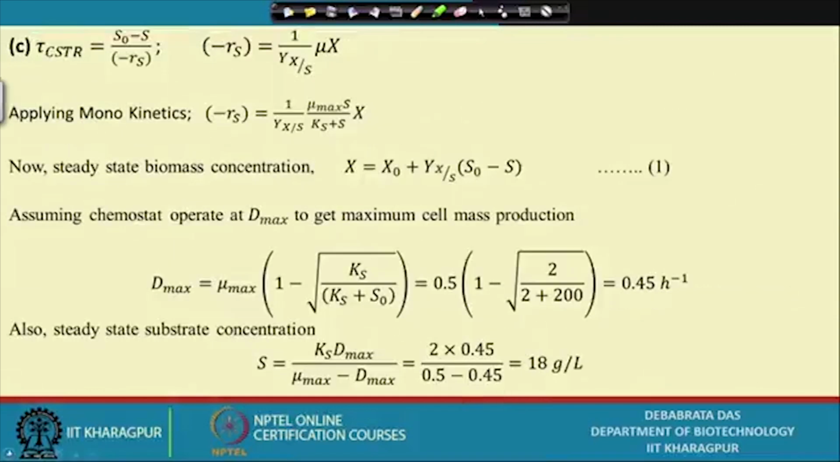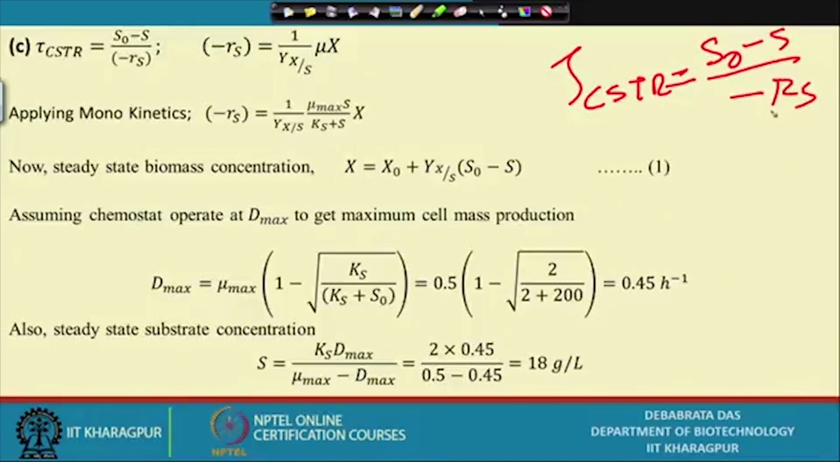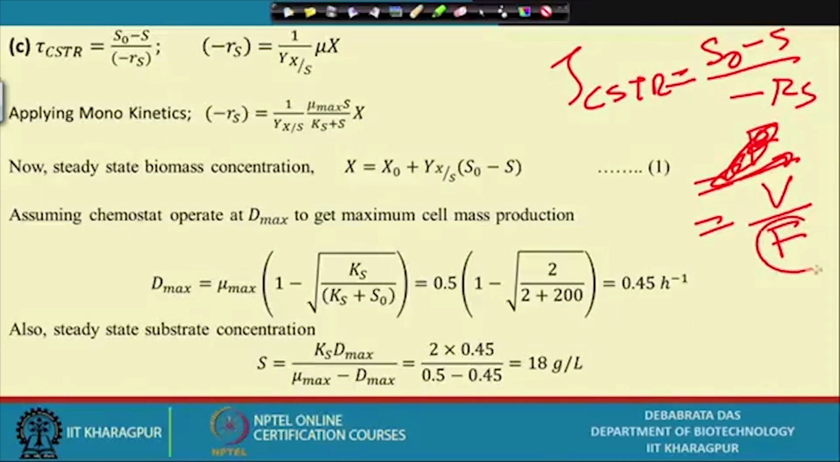Now, the third problem that we have is to find out the volume of the reactor. Now, how can we find out the volume of the CSTR? You can remember that in a CSTR, first we shall have to find out tau CSTR. What is the tau CSTR? Tau CSTR equals S0 minus S divided by minus RS. Am I right? Now, once you know that, this is equal to V by F. Now, if you know the volumetric flow rate, then you can find out the volume of the reactor.